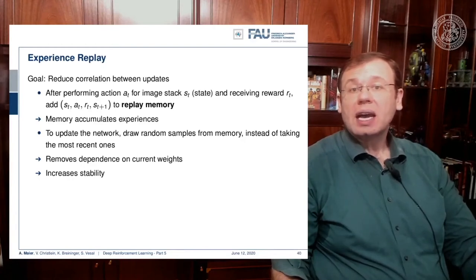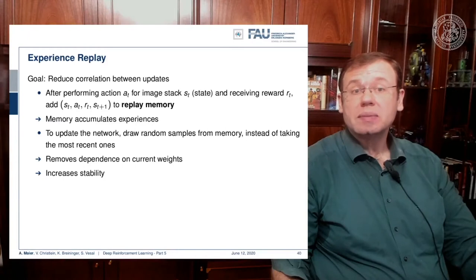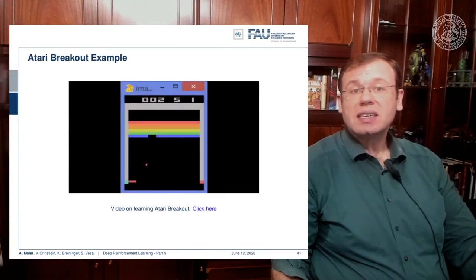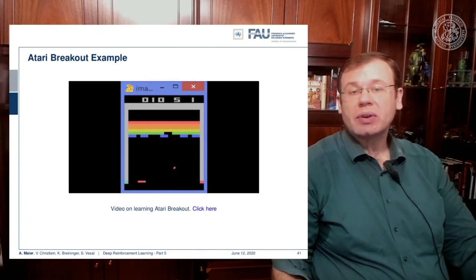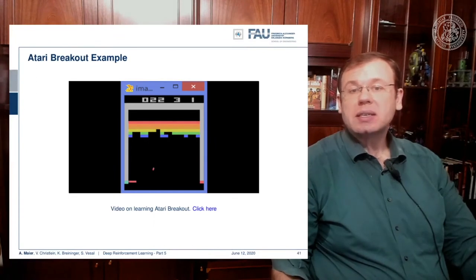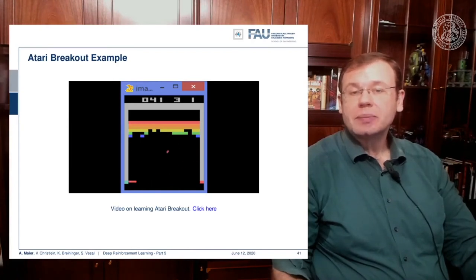So I have a small example for you. This is the Atari Breakout game, and you can see that the agent in the beginning is not performing very well, but if you train it over several iterations, you can see that the game is played better. So the system learns how to follow the ball with the paddle, and then it is able to reflect it.